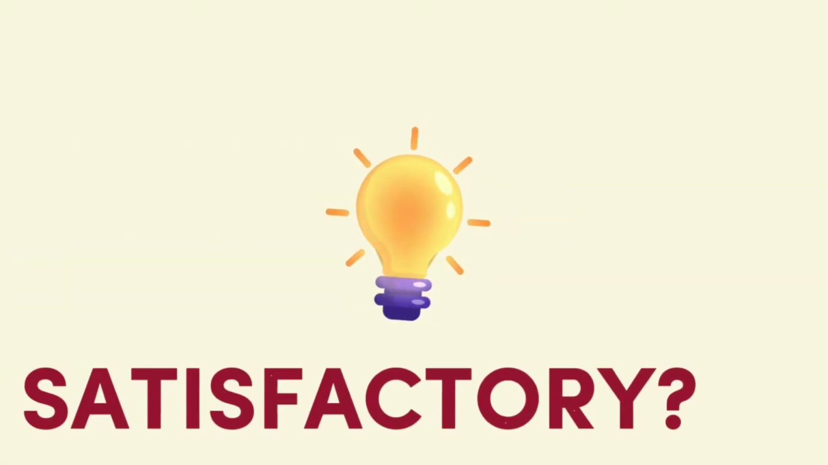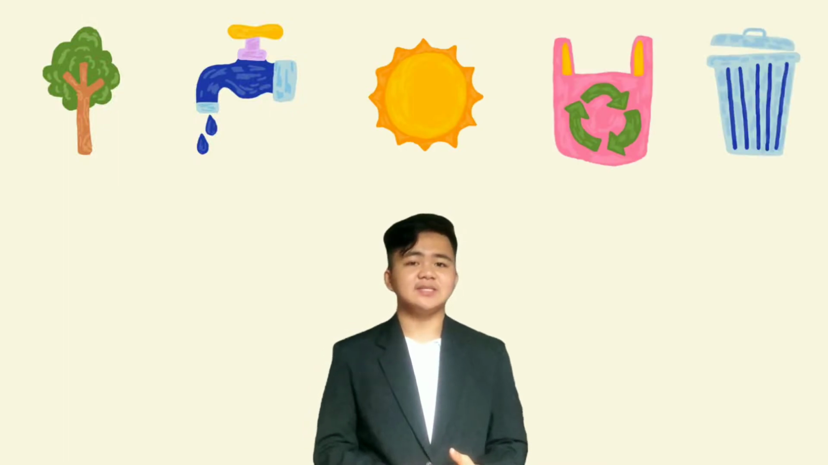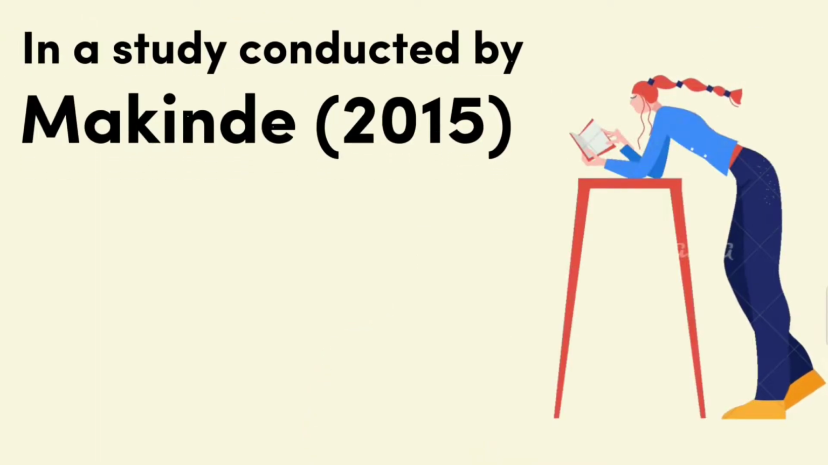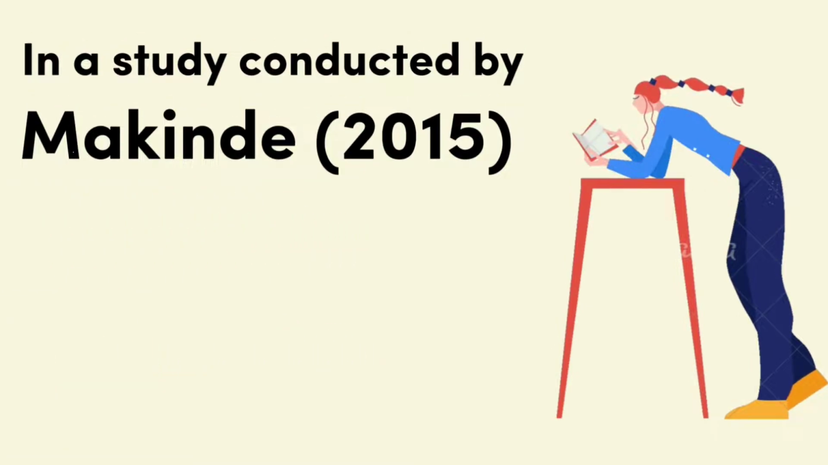What makes a house satisfactory? A number of studies have defined residential satisfaction by different and varying aspects. It is a study conducted by Mack in 2015. They assess the level of user satisfaction with house elements in relation to their socio-cultural characteristics.